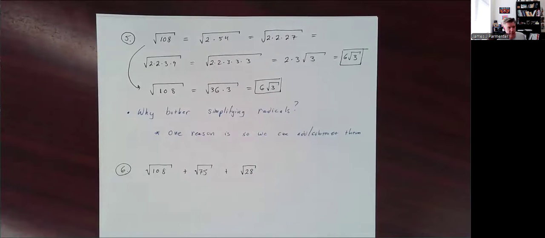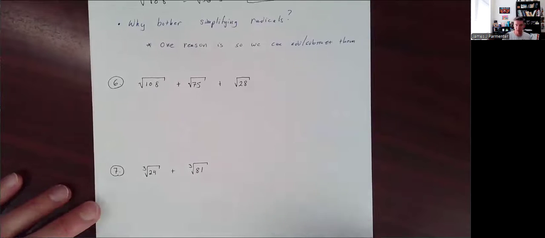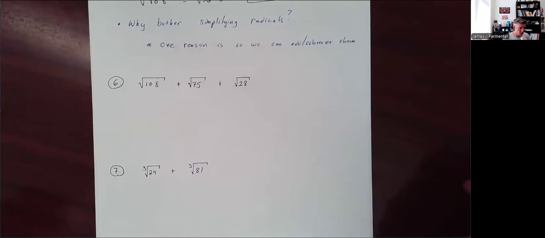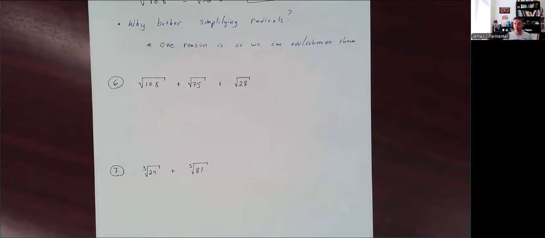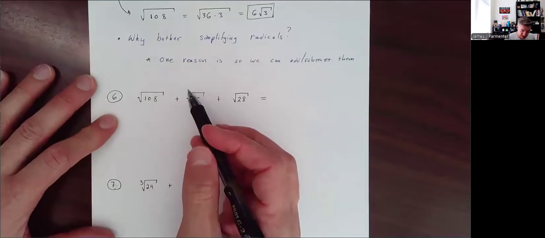So the question comes up then, why bother simplifying radicals at all? Well, one reason is so that we can add or subtract them. For example, the square root of 108 plus the square root of 75 plus the square root of 28. We're going to simplify each of these as much as possible and then see if we can add some of them together. So we just saw from before that the square root of 108 is 6 root 3.